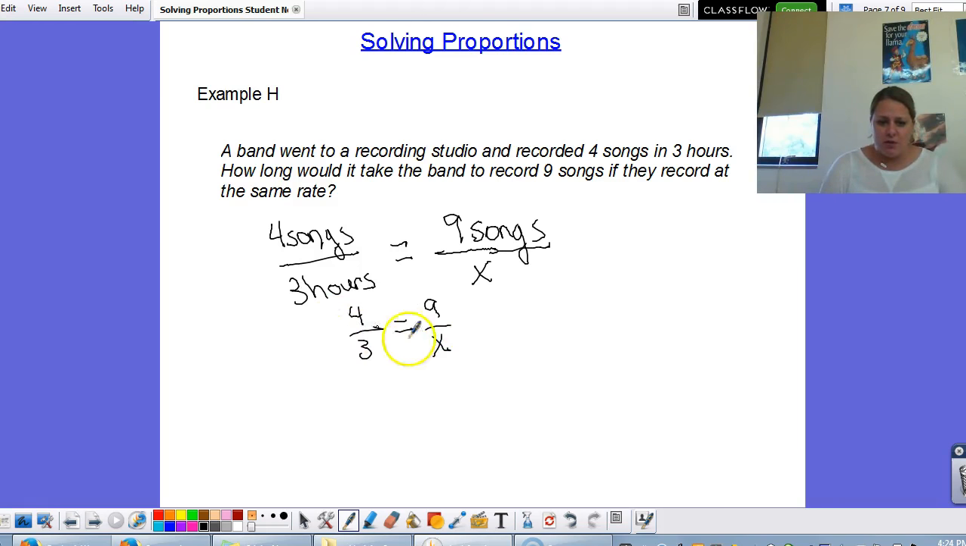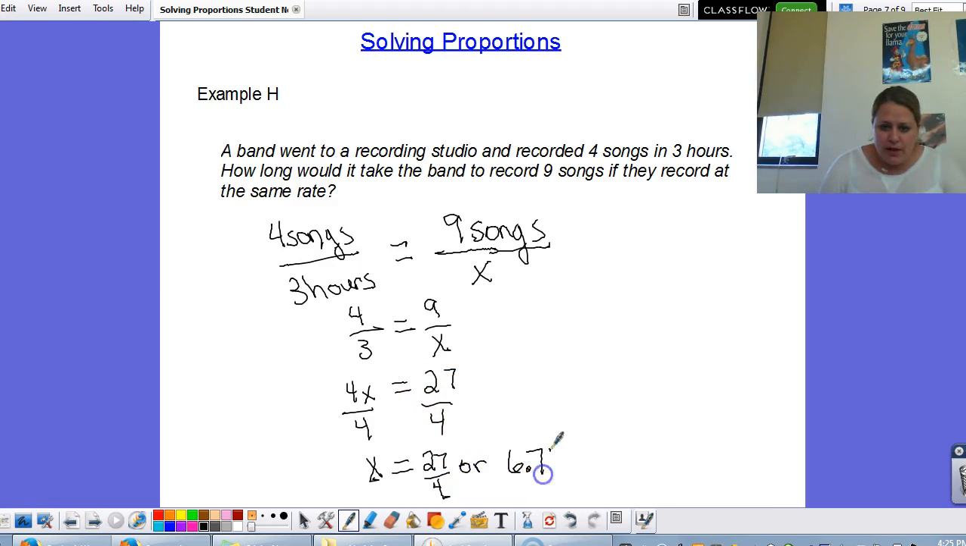So here we go, cross multiply. 4 times x is 4x. 9 times 3 is 27. Divide by 4. And x is, oh, that fraction doesn't reduce. Let's see, it's the end of the day. Forgive me, I'm using my calculator. 6.75. Not trusting my head right now really well. Okay.